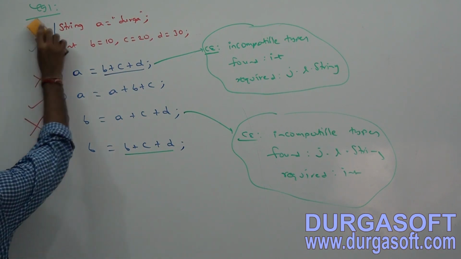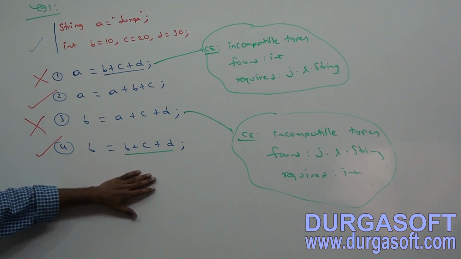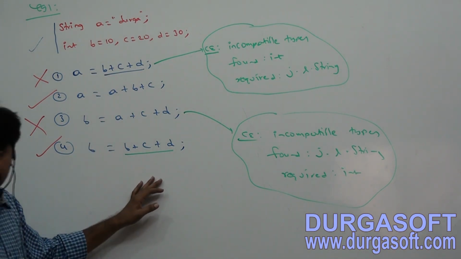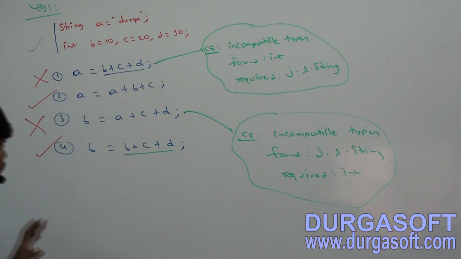Next one, incompatible types found, required Java. So that's all. So this is the string concatenation operator, and what is the possibility to ask in the bits? Two styles, that's all. Next, keep submitting.